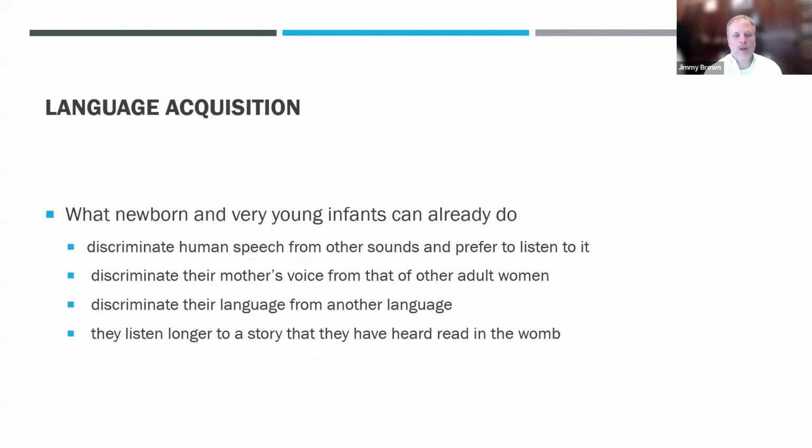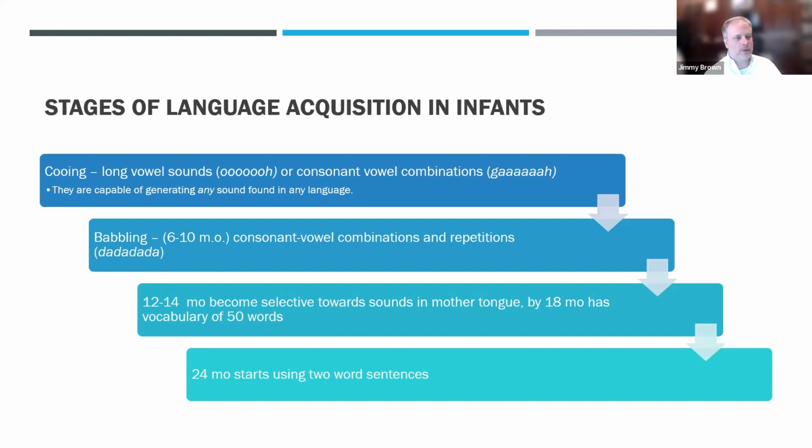Language acquisition. Newborns and infants can already discriminate human speech from other sounds. They can usually identify their mother's voice. They can also differentiate their native tongue, or mother tongue as they call it, from other languages. They usually listen longer to a story they've heard in the womb than to something new. So that's why all these baby books talk about reading to your children when they're in the womb. Reading to those babies actually has a very big impact on cognitive development and language development. So an interesting point there.